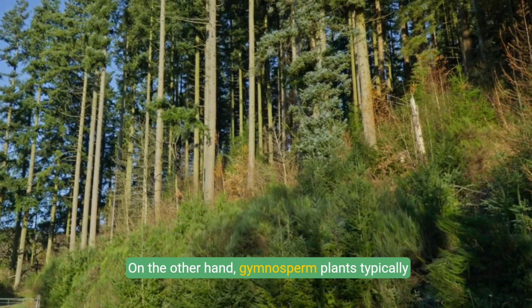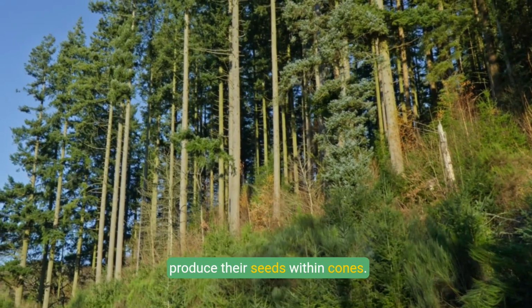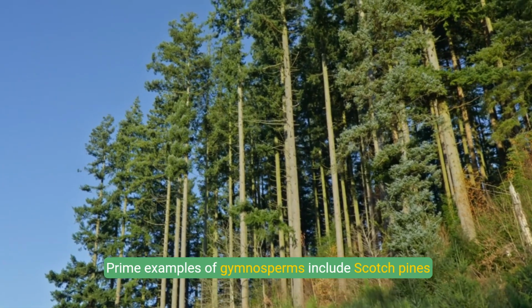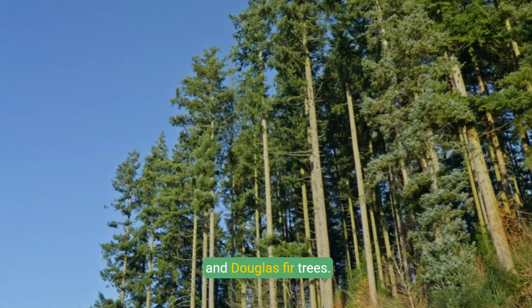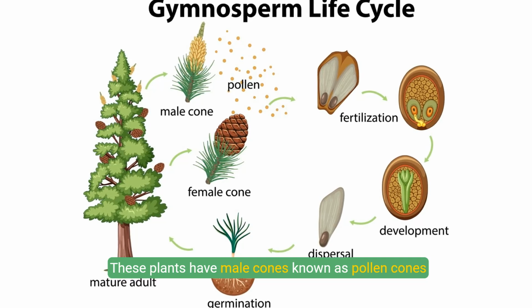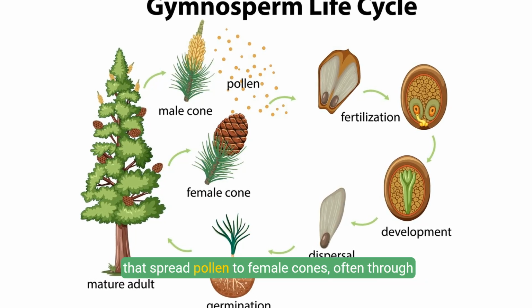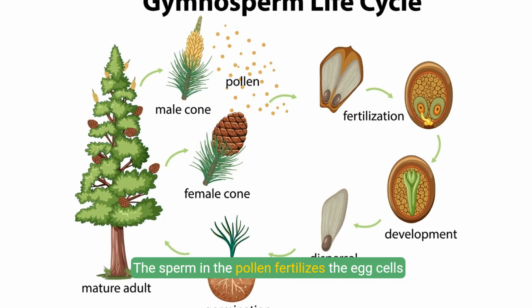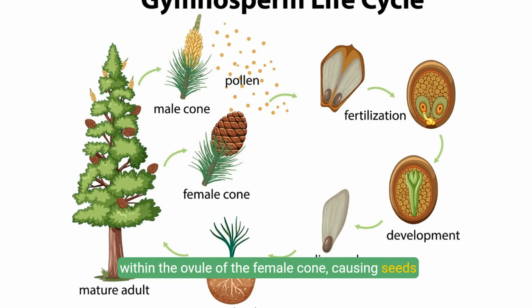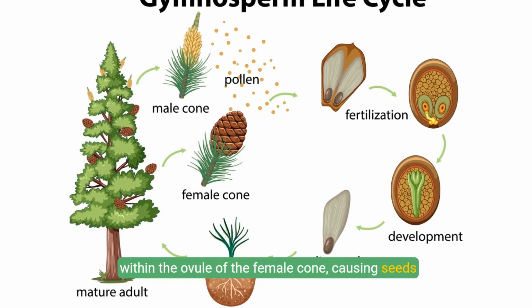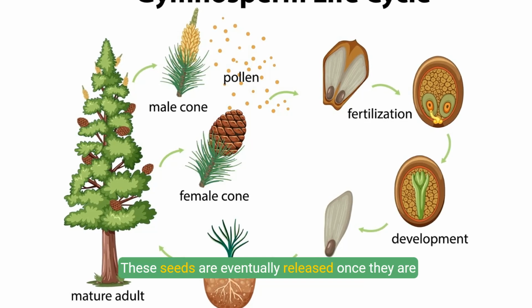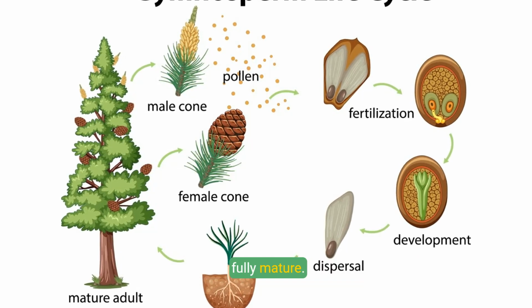On the other hand, gymnosperm plants typically produce their seeds within cones. Prime examples of gymnosperms include Scotch pines and Douglas fir trees. These plants have male cones known as pollen cones that spread pollen to female cones, often through the wind. The sperm in the pollen fertilizes the egg cells within the ovule of the female cone, causing seeds to form within the female cone. These seeds are eventually released once they are fully mature.